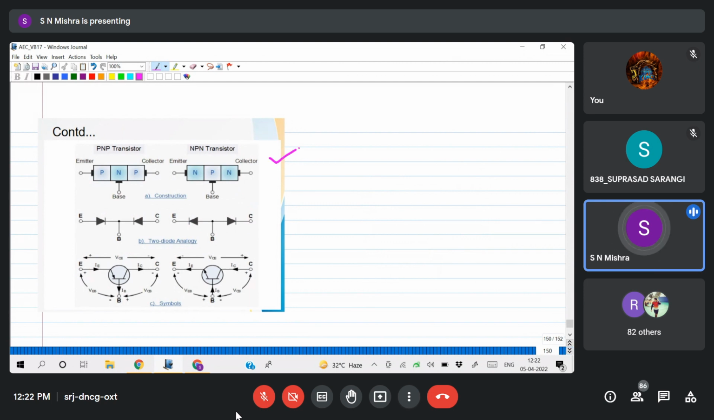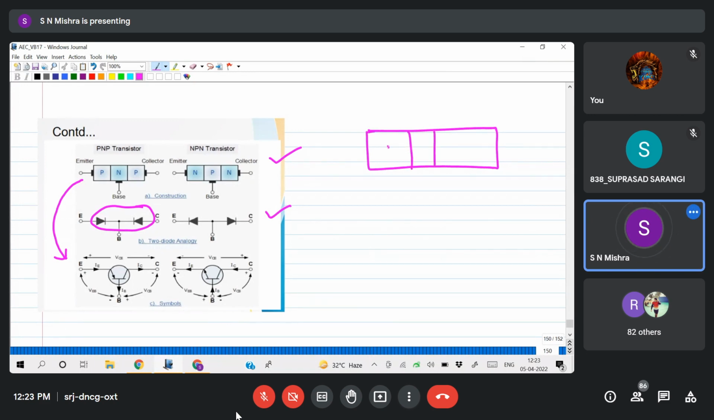This one we have discussed, and this one we have discussed. You can see the diodes are connected back to back, conceptually, not practically, because we have two junctions. Now I represent the same thing in terms of a symbol, shown below. First I have shown this is my transistor: P, N, P. This is emitter, this is base, this is collector.